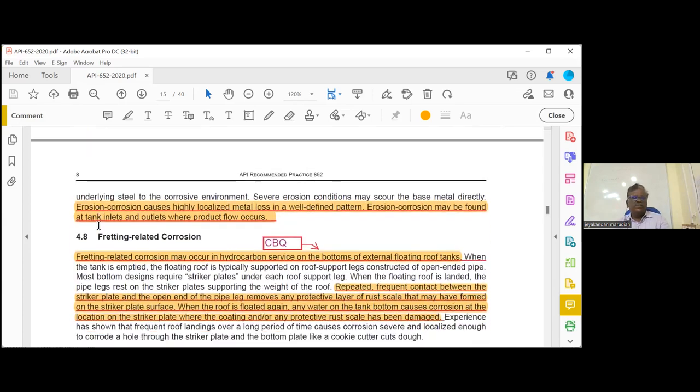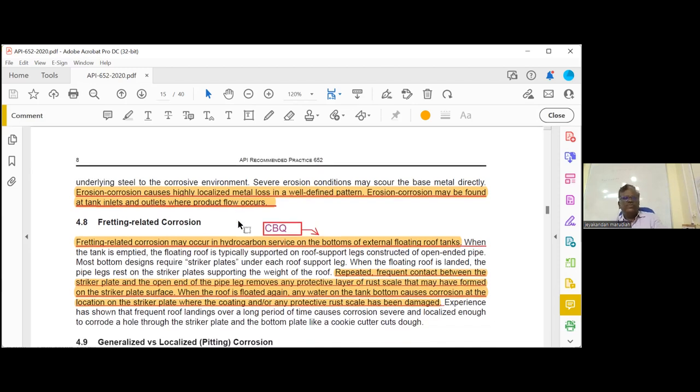You can see here the first two lines. Erosion can cause highly localized metal loss in a well-defined pattern. Erosion corrosion may be found in tank inlets and outlets where product flows. So for erosion corrosion, we need a flow.